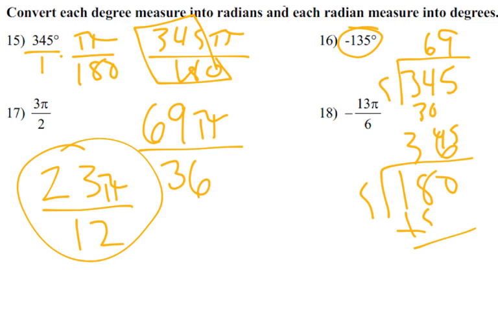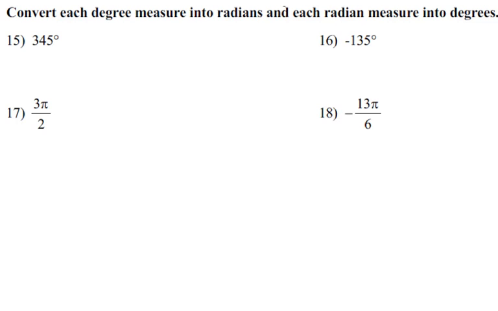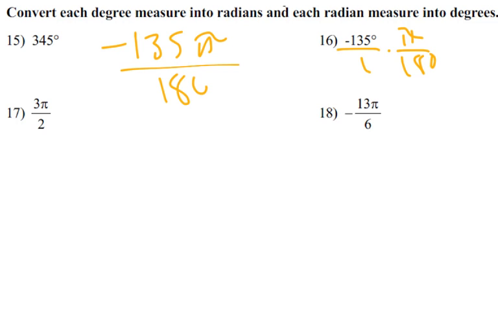So negative 135, treat it the same way. Okay? You just end up putting it over 1, times it by pi over 180. So it would be negative 135 pi over 180. And then see how you can reduce that fraction. Okay? So that one you'd probably end up with, if we did it by 5, it would be 17 pi over 36, we said. Which I don't think we can reduce that further.